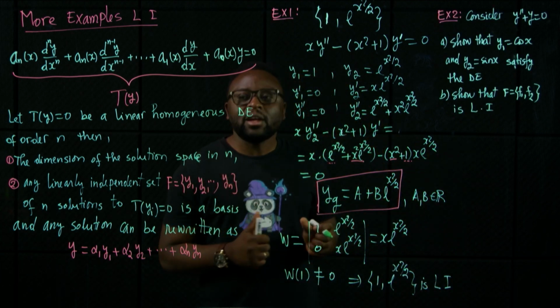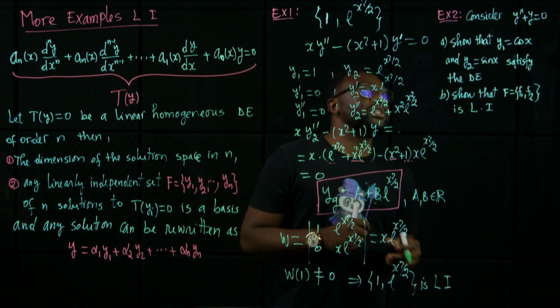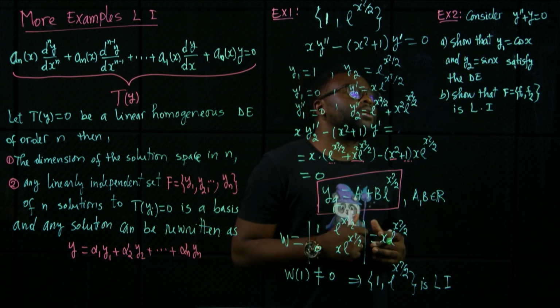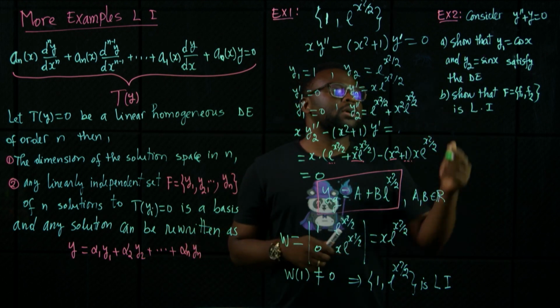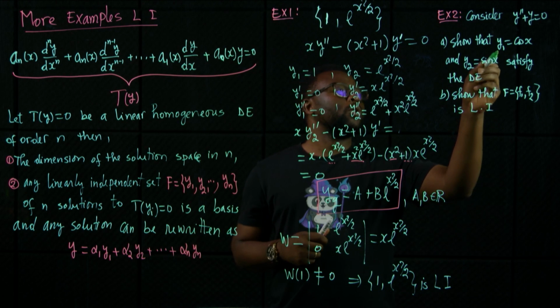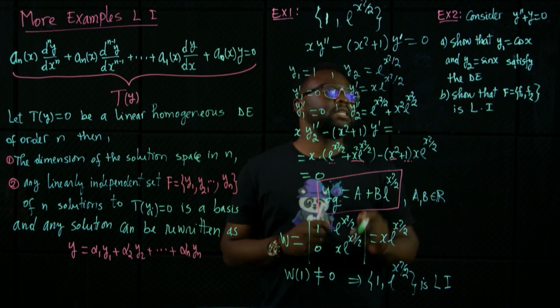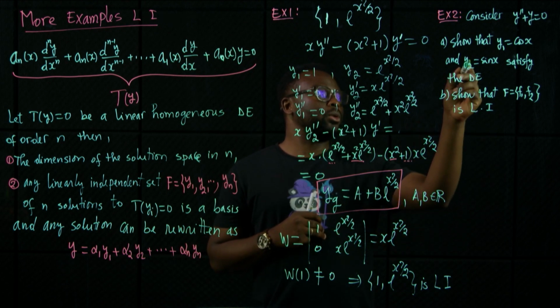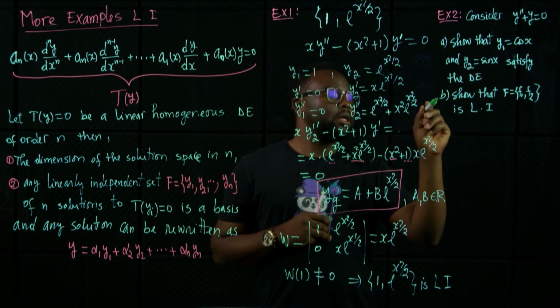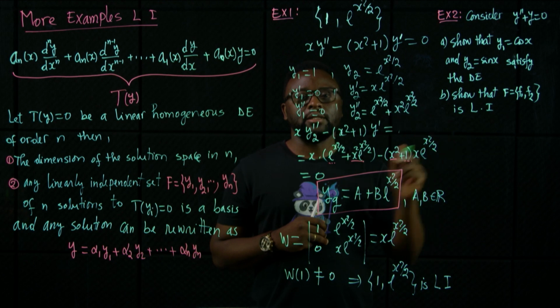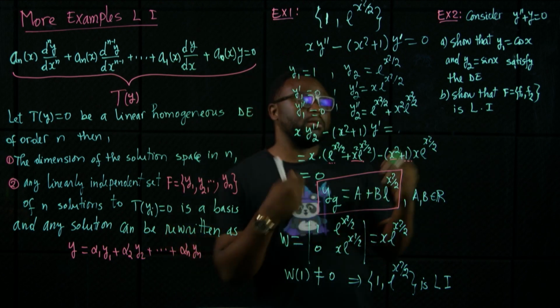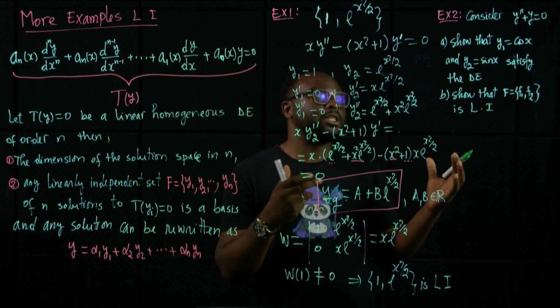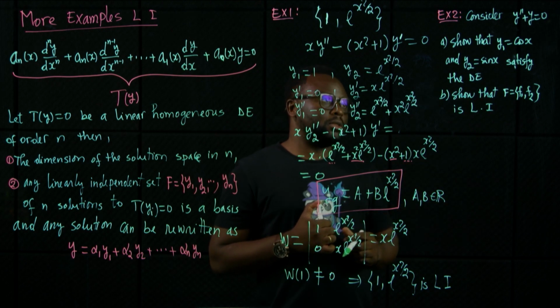Alright, for the second example, we are given this equation: the second derivative of y plus y is equal to 0. The first question here is to show that y1 and y2 satisfy this differential equation. And secondly, we want to show that y1 and y2 form a linearly independent set. So let's start, and obviously we can write the general solution of this differential equation.